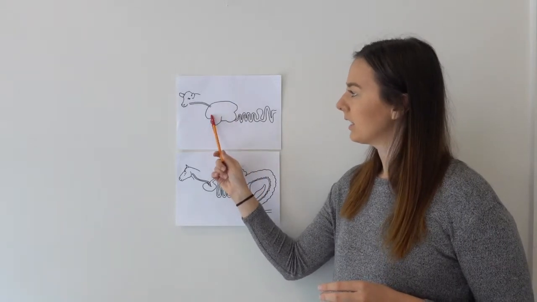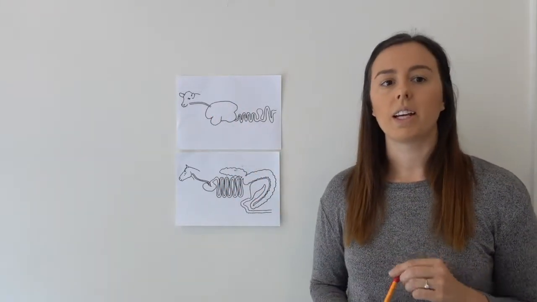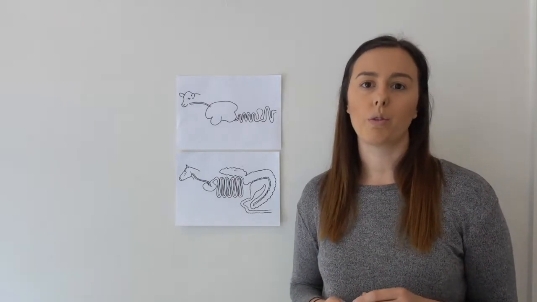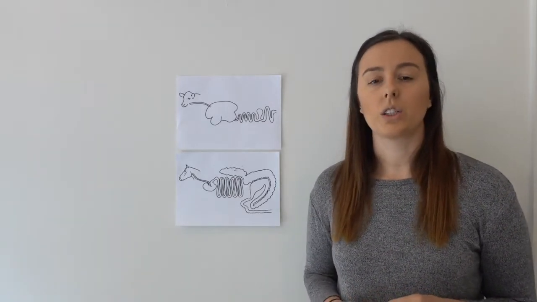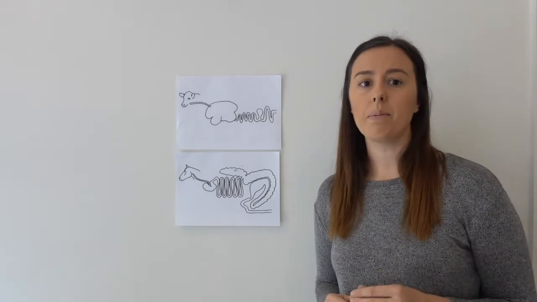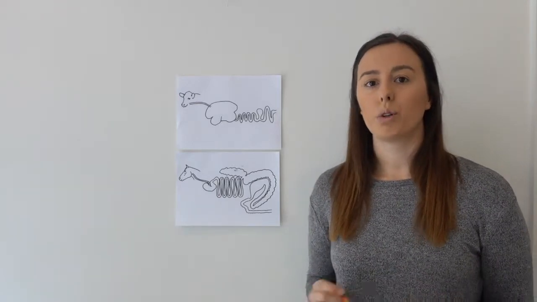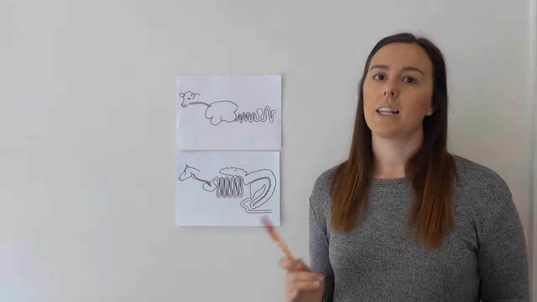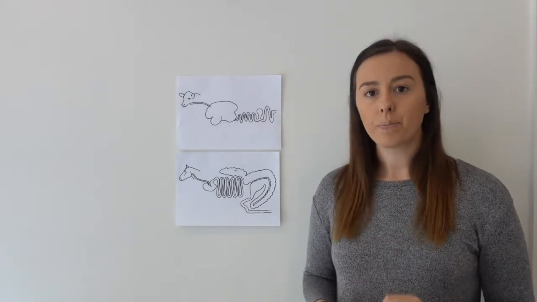rumen and the reticulum. An advantage which ruminants have is the sheer volume of food which they can consume over a short period of time. This allows them to ruminate later, which means they regurgitate, remasticate, and then digest their food later on.